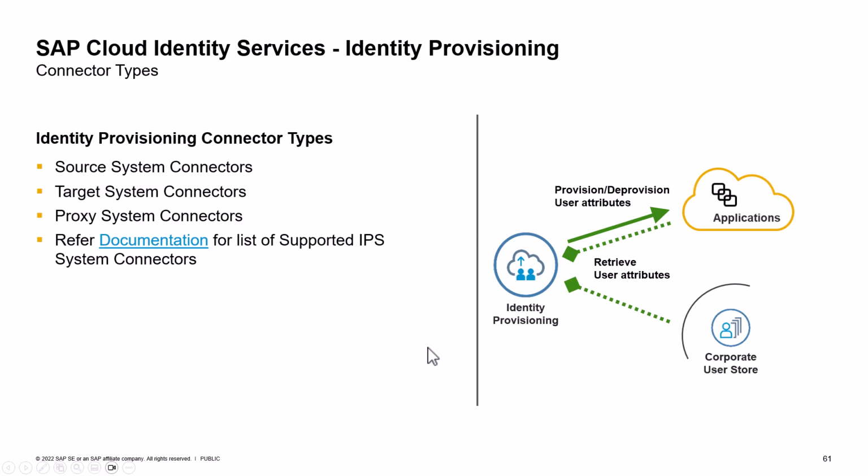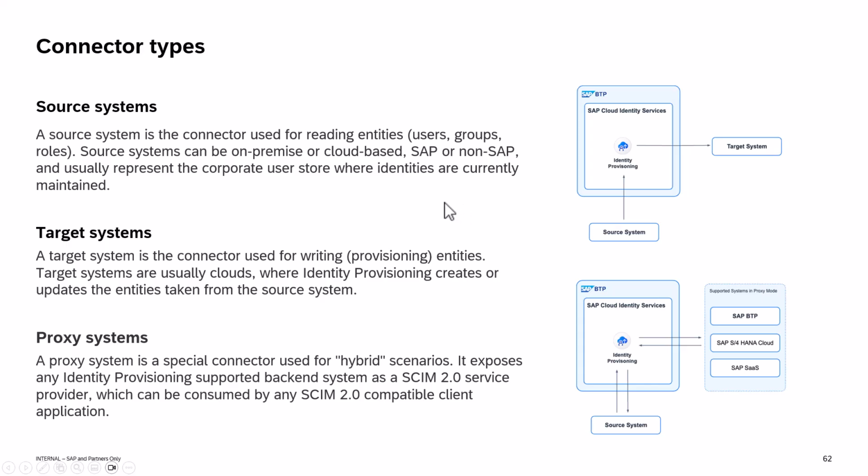There are different types of connectors as far as identity provisioning is concerned. You have the source system connectors. It's able to read from the source system, and then write to the target system. So basically, a source system is where you read, and the target system is where you write. There is also a special connector called the proxy system, which is for hybrid scenarios. As long as these systems are SCIM compliant, it's able to read and write to these systems as well. So SCIM is the protocol.